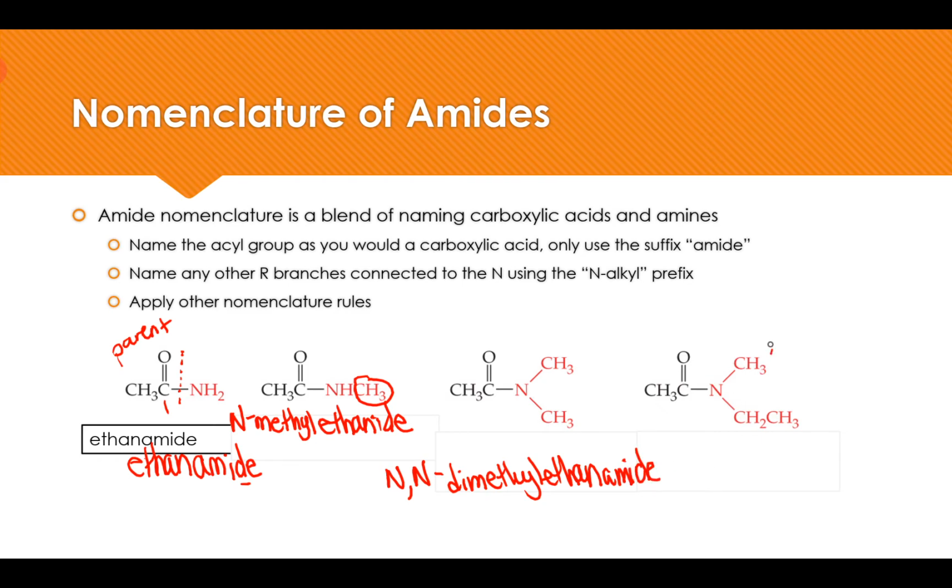This molecule has both a methyl and an ethyl. So that's going to be, ethyl comes first, so that's N-ethyl. Because of the alphabet, ethyl comes first. That's N-ethyl, N-methyl ethanamide.